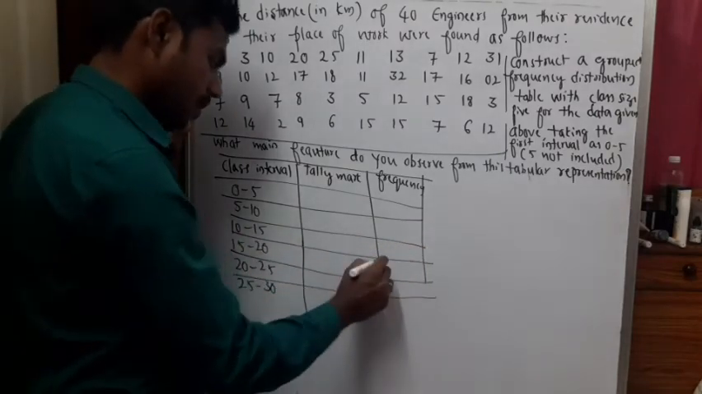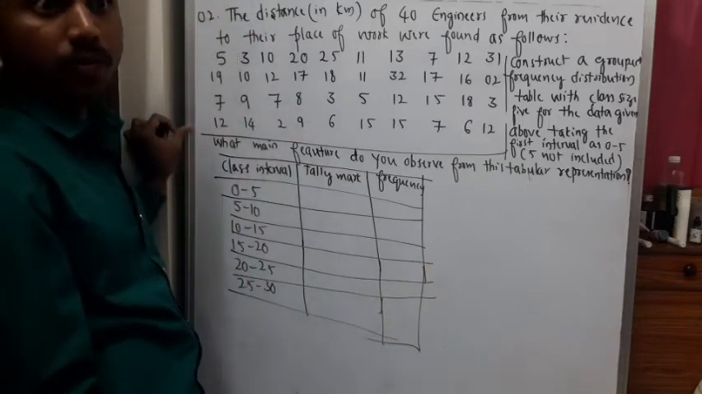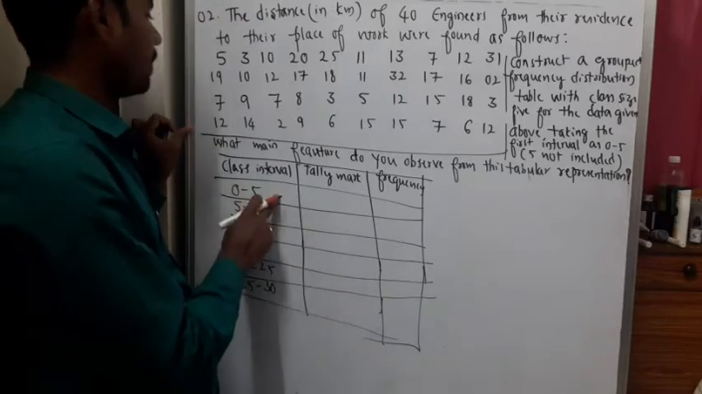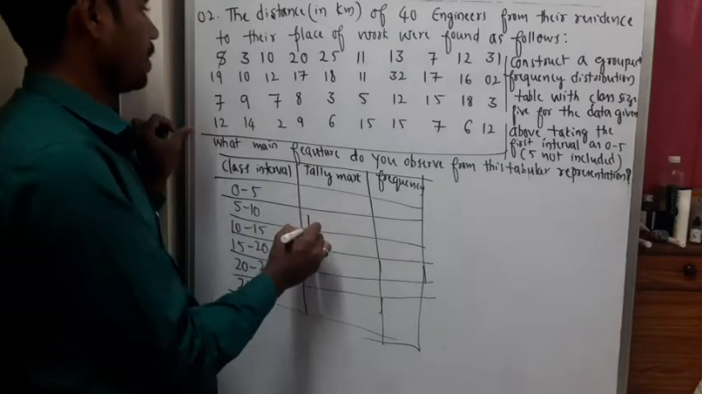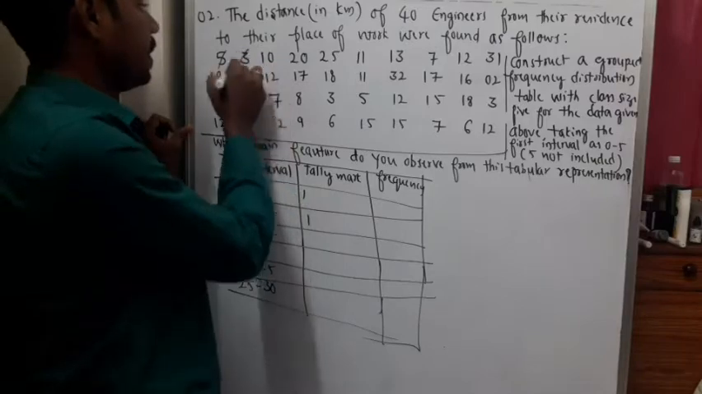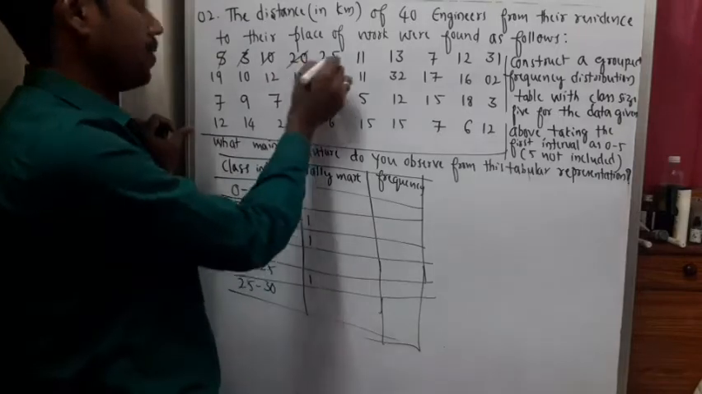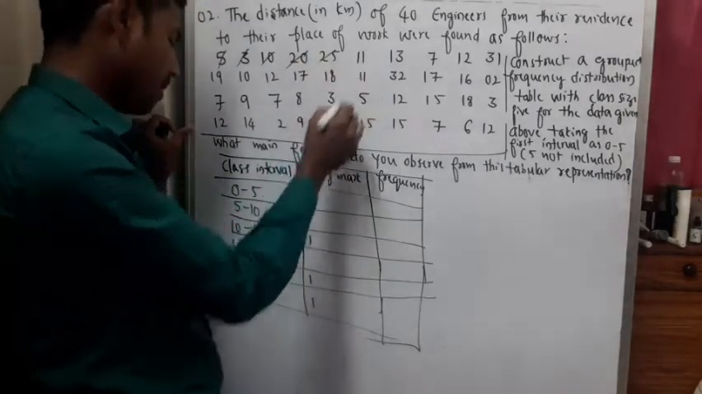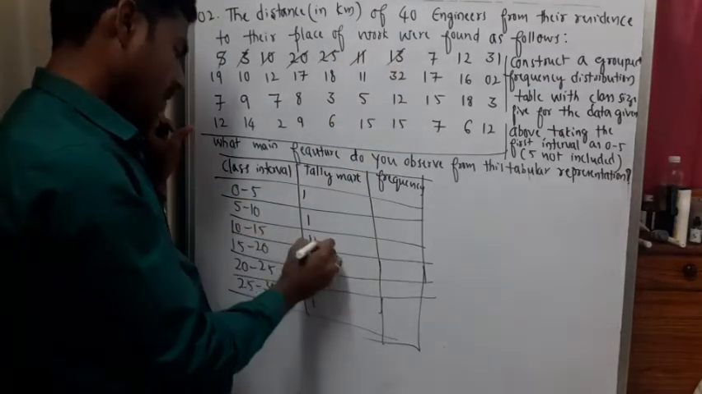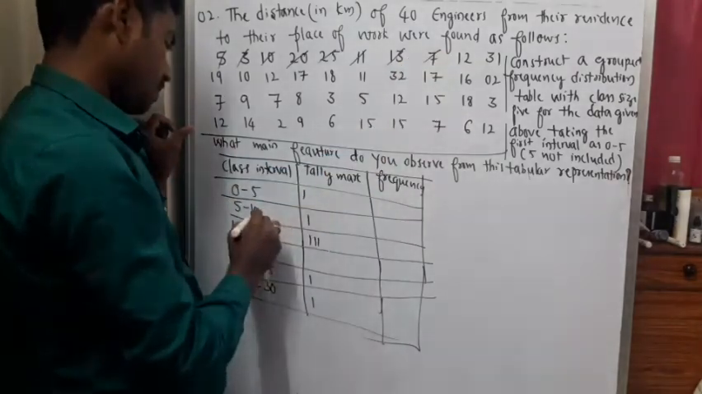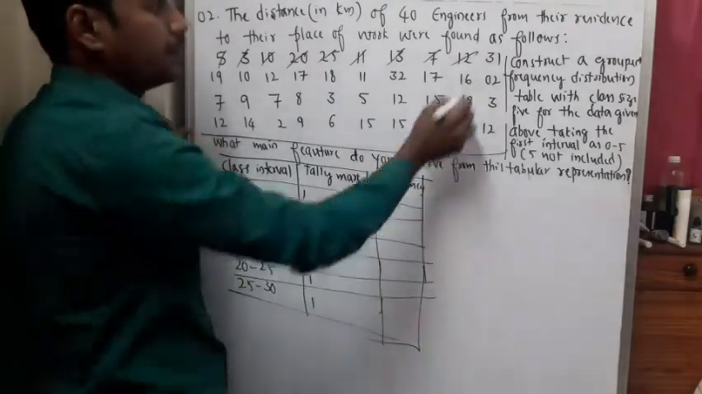Now next we will mark the tally marks. This data refers to 40 engineers. First, 0 to 5. The first 5 will not fall under here, 5 will fall under this. So 3 will come here, 10 will come here, 20 will come here, 25 will come here, 11 will come here. 13 will come under this, 7 will come under 5 to 10. 12 is between 10 and 15.